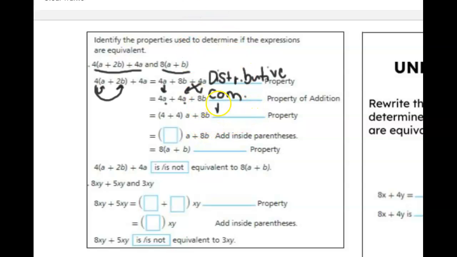I don't really like what they did here, but we're just going to go with it. Then they took 4 plus 4 and got 8. So we add the inside of the parentheses. And they took the 8 out and put it on the outside, so that's distributive.